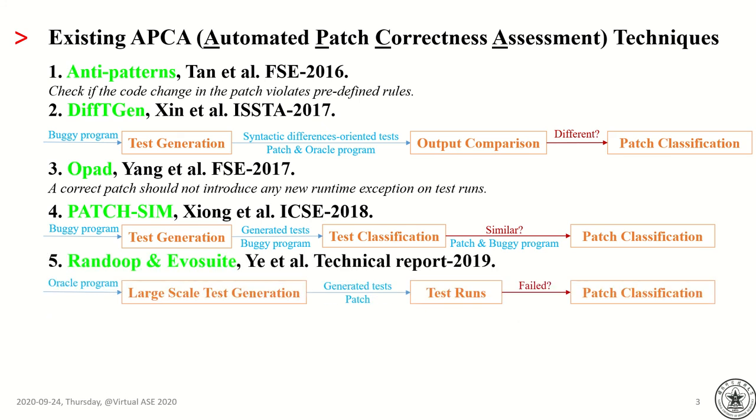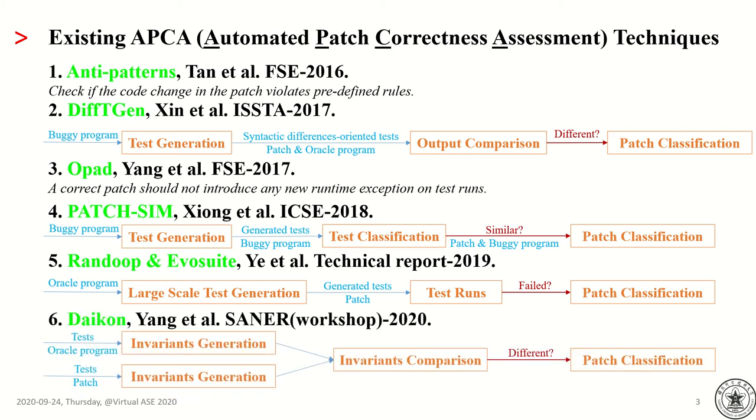Rundup and Eversuite are test generation tools. The intuition of this method is straightforward. Since most overfitting patches are generated due to the inadequacy of the test suite, researchers propose to generate more tests to examine the correctness. Deqing is used to infer program invariants. In a recent study, researchers check if the inferred invariants of a patch are different from those of the Oracle program for patch correctness assessment.